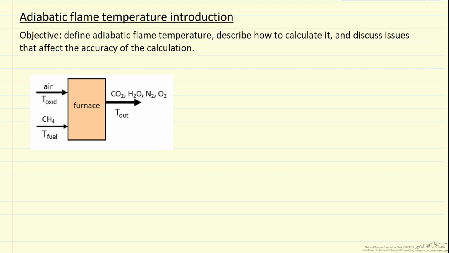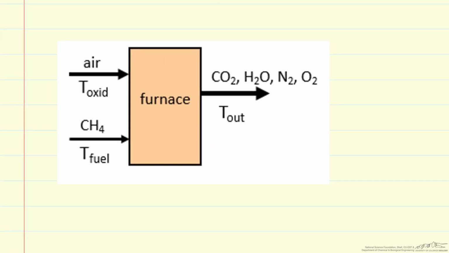I'm going to explain what adiabatic flame temperature is and how we calculate it, and then some issues that can affect how accurate that calculation is. The basic idea is we take a fuel, like in this case looking at methane, and we burn it. In this case we're looking at air, and we burn it so that there's no heat transfer, so Q is 0, making the system adiabatic.